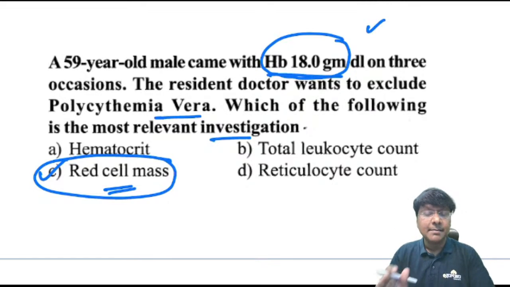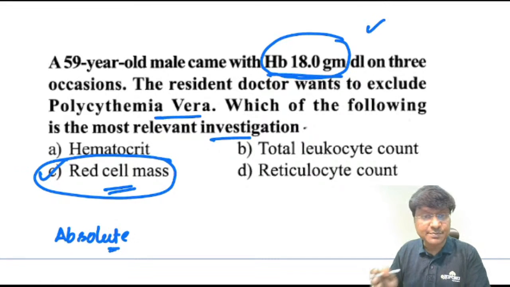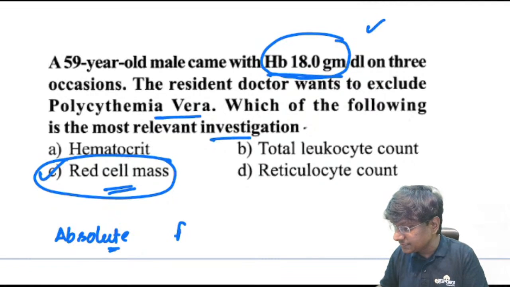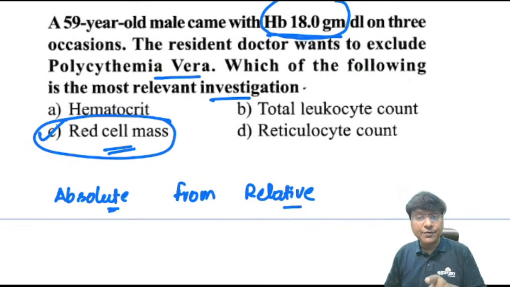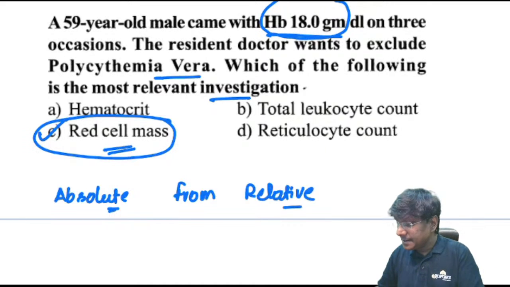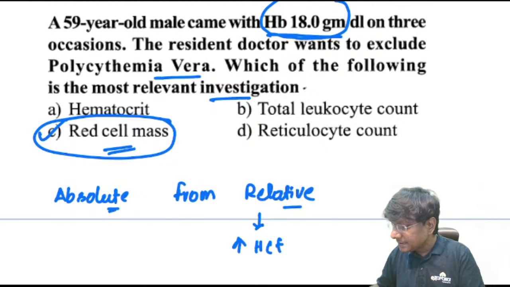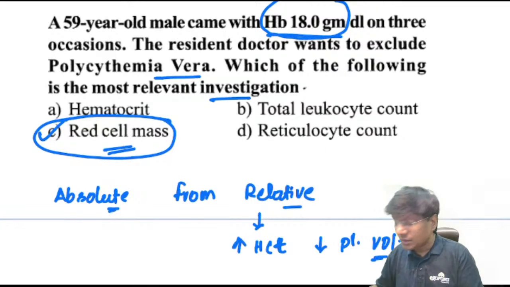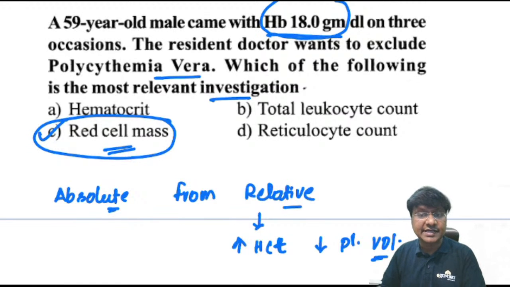You should establish the presence of increased red cell mass to consider it as polycythemia rubra vera. Why? That is mainly to distinguish absolute erythrocytosis from relative erythrocytosis. Okay, why? Because in absolute erythrocytosis, definitely the red cell mass will be elevated, but in case of relative erythrocytosis, there will be an increase in your hematocrit, and this increase in hematocrit is due to decrease in the plasma volume. So to differentiate absolute from relative erythrocytosis, what you need to look for is the red cell mass.